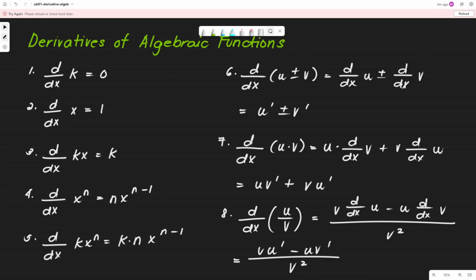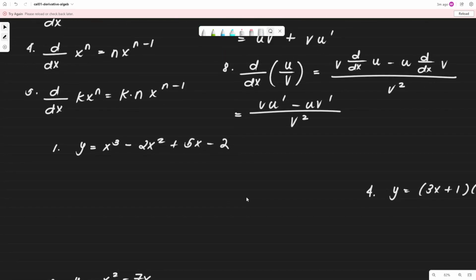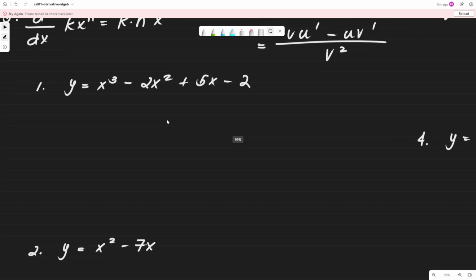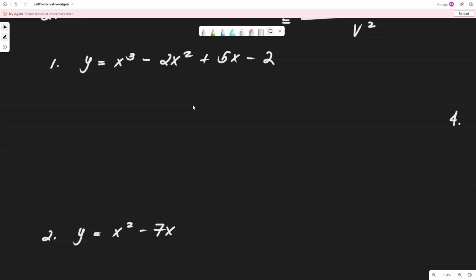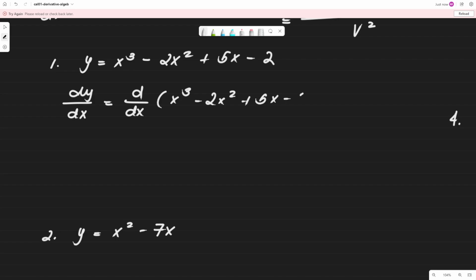I presume you have already copied, so let us proceed with example number 1. We're asked to find the derivative of the function y is equal to x cubed minus 2x squared plus 5x minus 2. So we have dy over dx, that's the derivative of y, multiplied to the derivative of the function x cubed minus 2x squared plus 5x minus 2. Of course, dy over dx is equivalent to y prime.